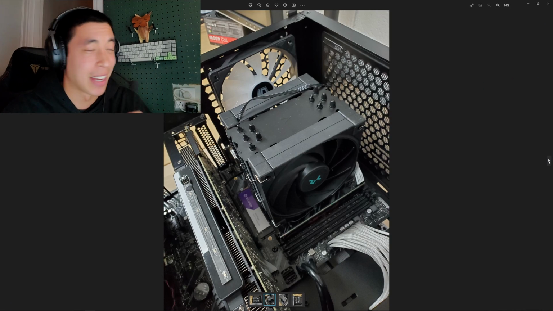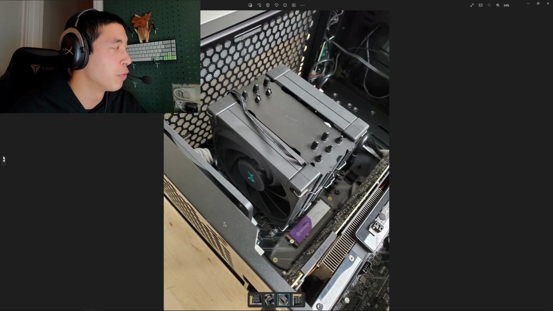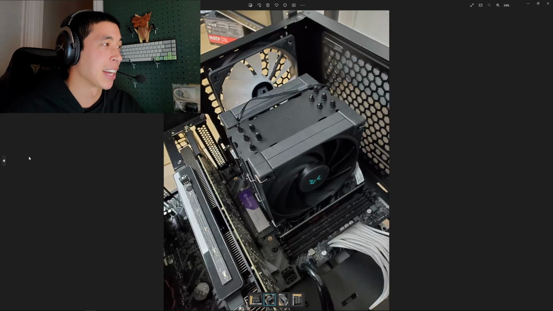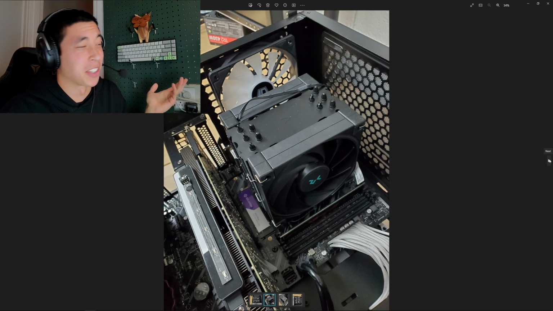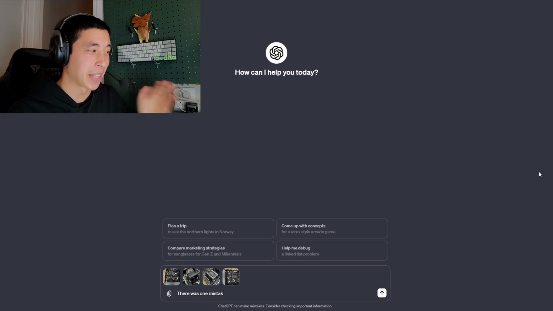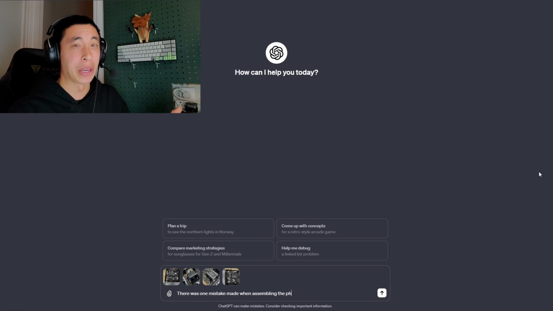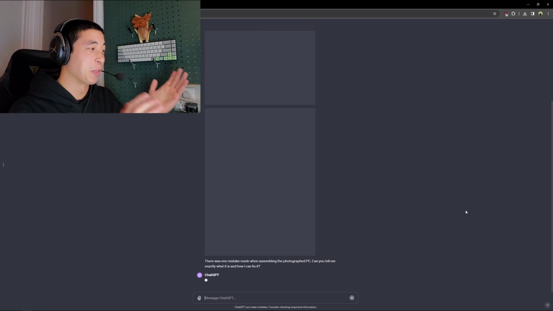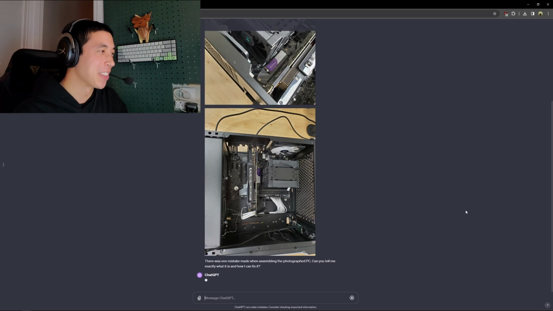What's even more difficult is that it's gonna have to combine information from two photos in order to properly identify and diagnose this issue, because you can't really take a picture of both sides of the CPU cooler at the same time. And for the prompt of this one, I'm just gonna straight up tell it that there is one thing wrong with this computer and to tell me what it is. And we will send it off to see what it can do with that information.